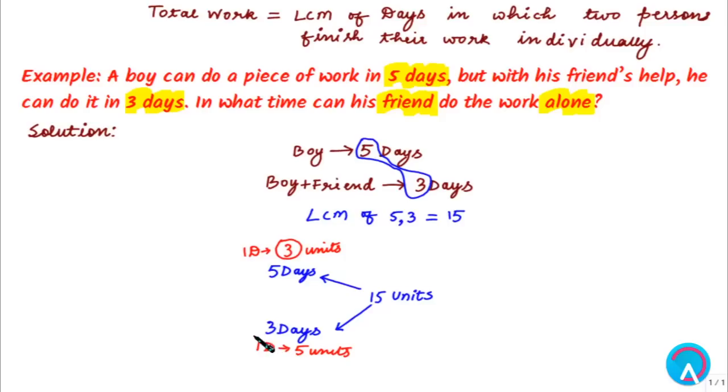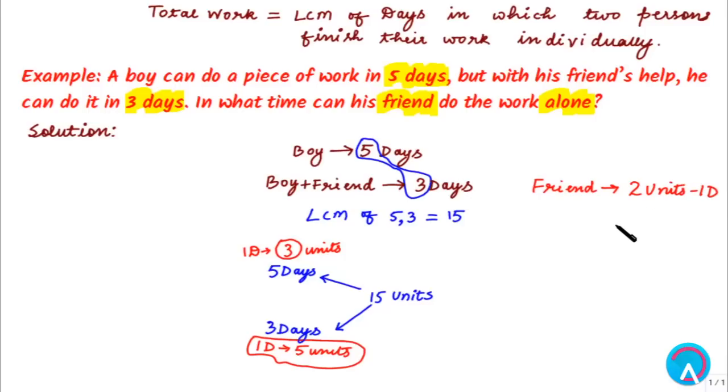This is an important step. Now we can see that alone the boy is doing 3 units of work in one day, and when his friend also joins him, both of them together are doing 5 units. So very easily we can calculate that out of these 5 units, 3 units are for the boy and 2 units are for his friend. So the friend is completing 2 units of work in one day.